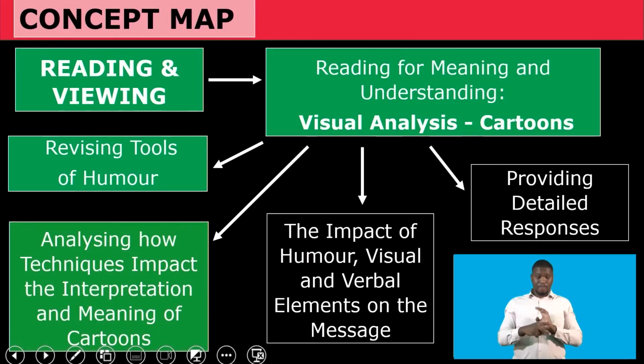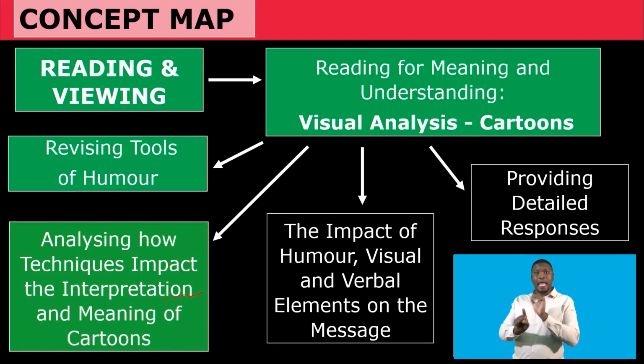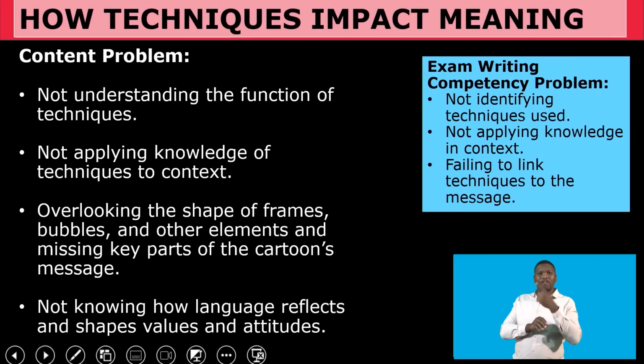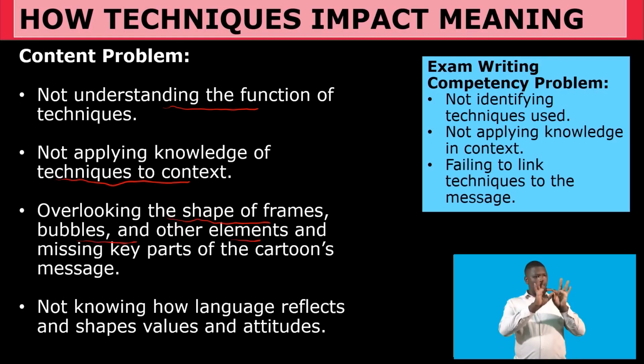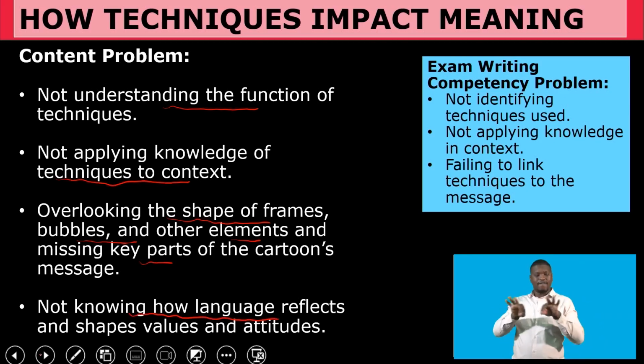The next aspect we're going to look at is analyzing how techniques impact the interpretation and the meaning of cartoons. Content problems include the following: not understanding the function of the techniques, not applying that knowledge to the context given to you in your exam paper, overlooking the shape of frames, bubbles, and other elements, and missing key parts of the cartoon's message. Also, not knowing how language reflects and shapes values and attitudes.